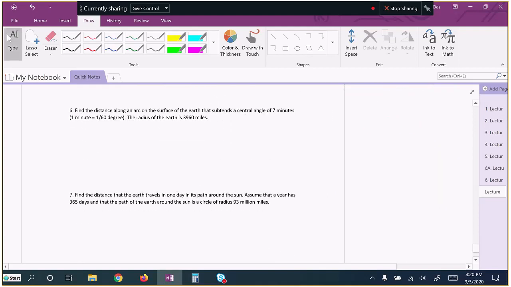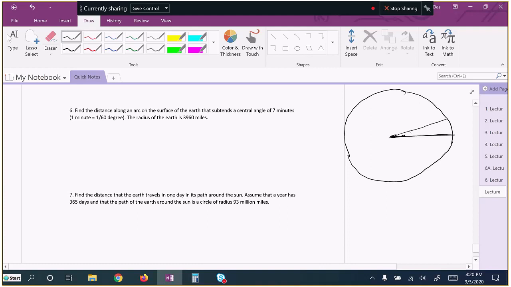Okay, my sixth problem is saying find the distance along an arc on the surface of the earth that subtends a central angle of 7 minutes, which is 1/60th of a degree. So degree measure is given. And the radius of the earth is 3,960 miles. So it's a very small angle, but you know the radius is huge for earth. So even if the angle is small, the arc length will be substantially big.